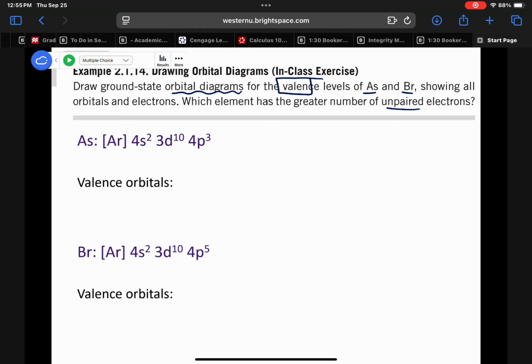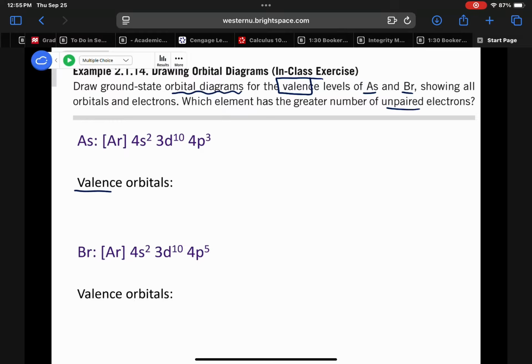So the most recent noble gas is argon, and then we add 4s2, 10 electrons in the 3d orbitals, and then 3 electrons in the 4p orbitals. We just want to draw the valence orbitals for our diagram. Sometimes it's called an orbital box diagram, sometimes it's just called an orbital diagram. You can see we weren't using boxes, we were just using lines. Either way, we're still showing where the electrons are hanging out.